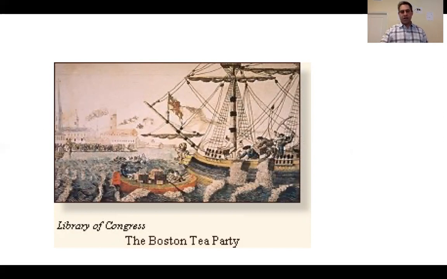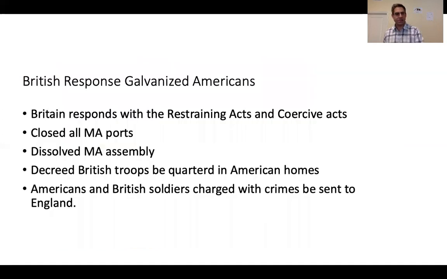They were outraged. And it culminated, in the picture, with the famous Boston Tea Party, where a small rebellion of people in Boston stormed a ship and threw the cargo of the ship into the Boston harbor in protest of these taxes. Now, this might have gone away, but the British government's response to this rebellion, this little revolt in Boston, galvanized early Americans. The British government responded with the restraining acts and the coercive acts, essentially punishing Massachusetts.